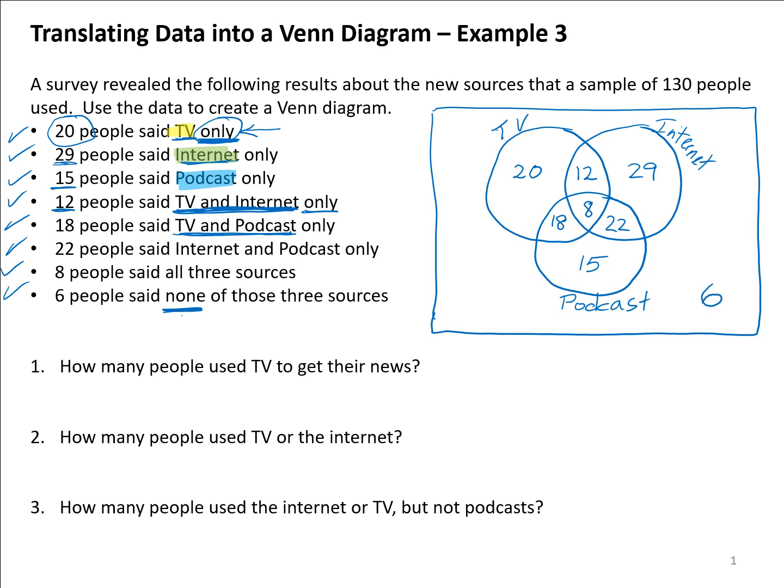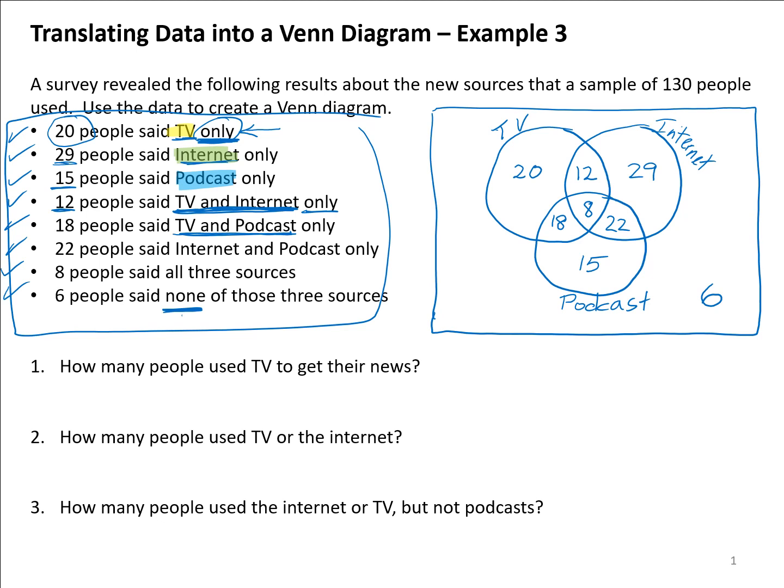So now we've placed all the numbers, all the information that we were given about the data that was collected into the diagram. And if you look carefully at the diagram, every single region actually has a number associated with it. So we have completely filled in the Venn diagram with the information. Well, let's answer some questions now.